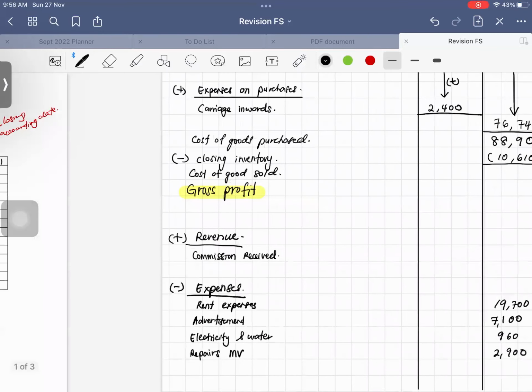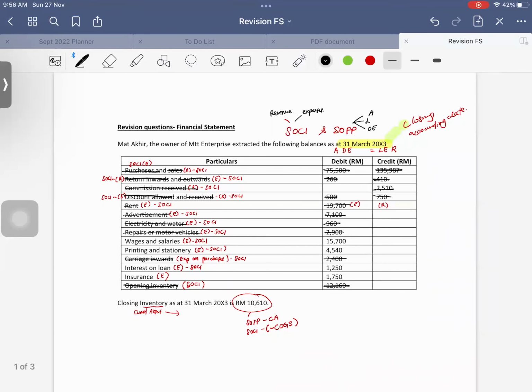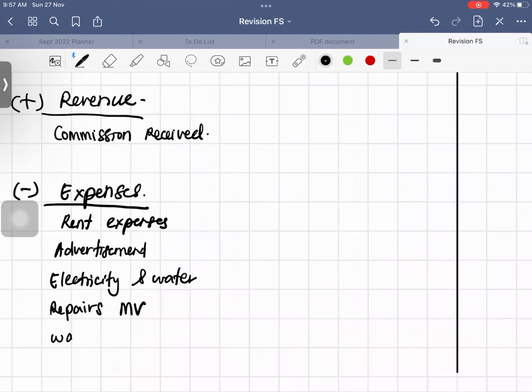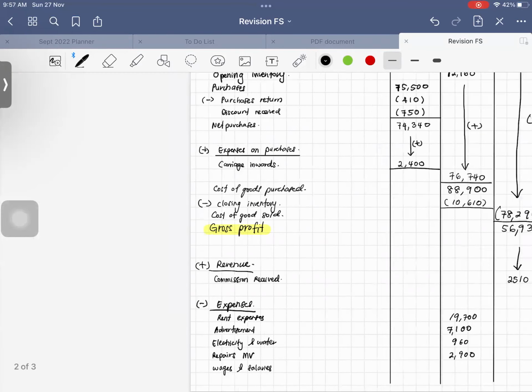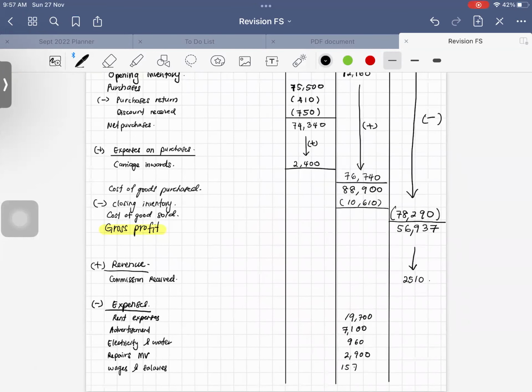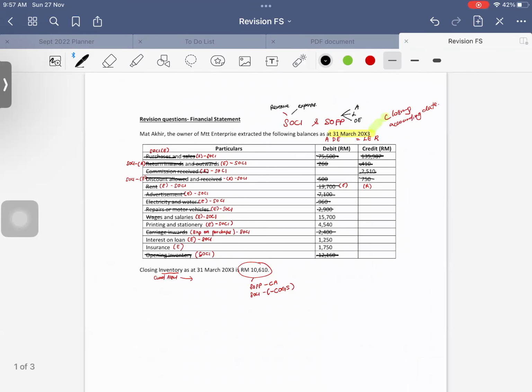Then we have wages and salary 15700. Subhanallah. 15700. Okay. Then what else? Kita ada printing and stationery. Oh, banyaknya. Printing and stationery 4540.